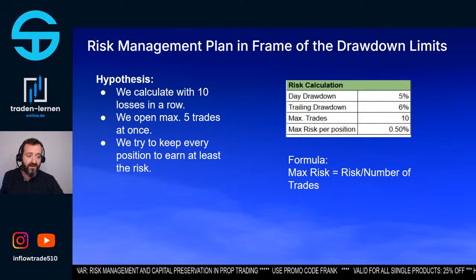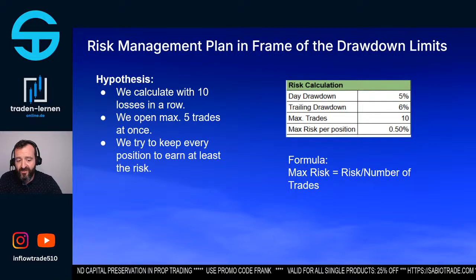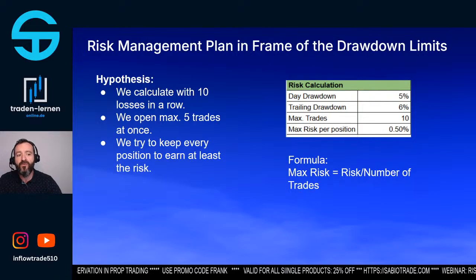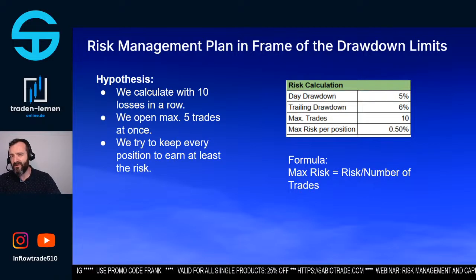0.5%, which you see here, is calculated. So how do I do the calculation? The calculation is pretty simple. You take the maximum risk that you want to allow yourself, which is 5%. I take here the smaller number. I don't want to calculate with 6%, because if I calculate with 6%, I'm immediately violating the everyday limit.